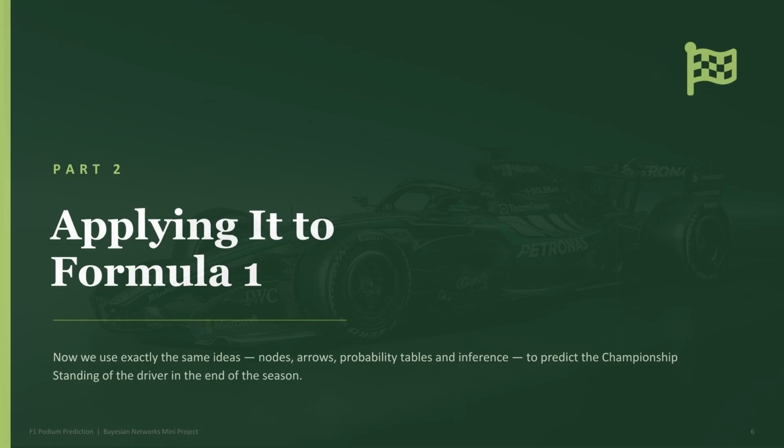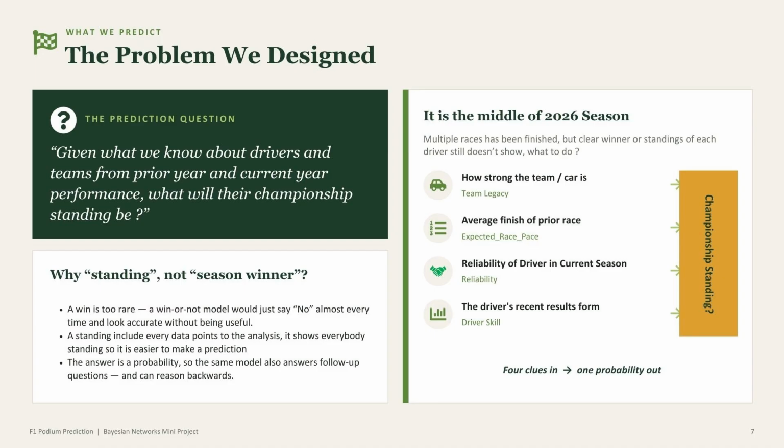Now we're going to apply this to our Formula One problem. This is the problem that we designed. The prediction question is: given what we know about drivers and teams from the previous year and current year performance, what will their championship standing be? The situation here is that in the middle of the 2026 season, multiple races have finished, but a clear winner or the standings of each driver still don't show.